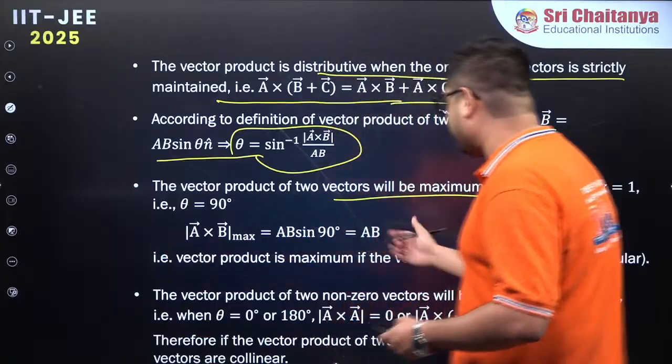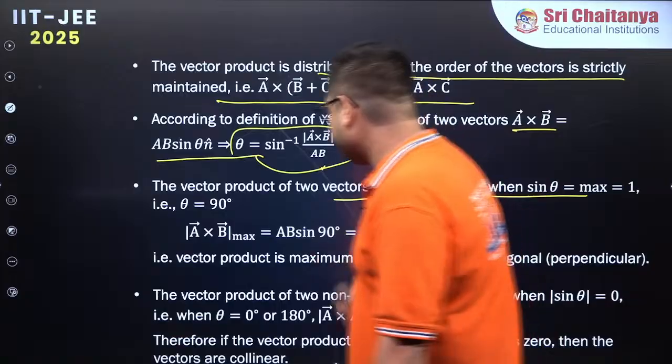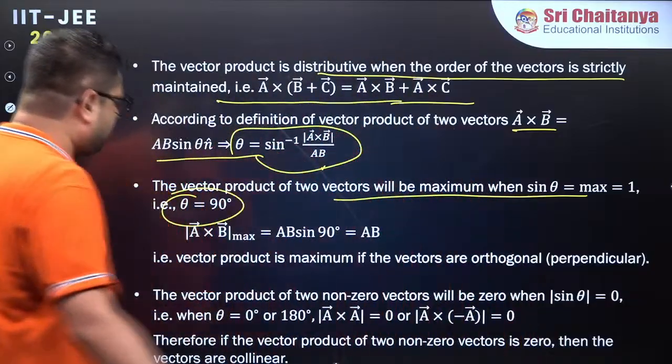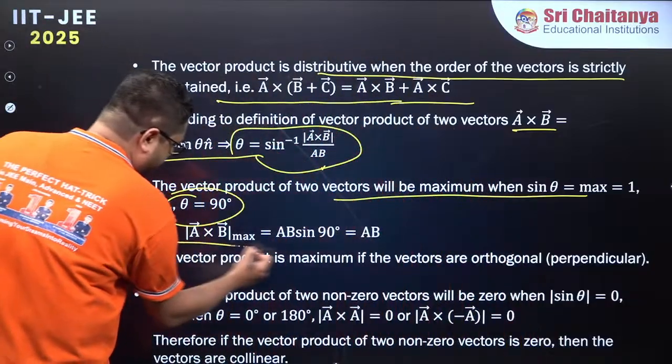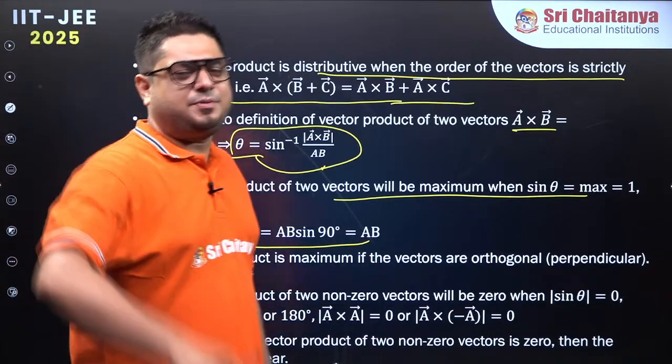So over here you can see that sin θ is equal to sin inverse of |A × B| by AB. That's what they are trying to say. And the value of θ is 90 degrees. So you can say that |A × B| max is equal to AB sin 90, which is equal to AB.